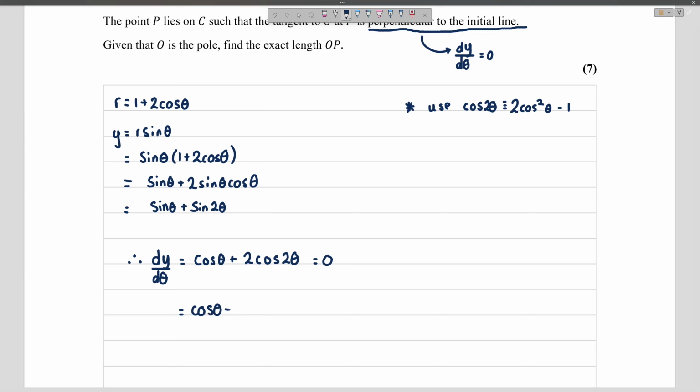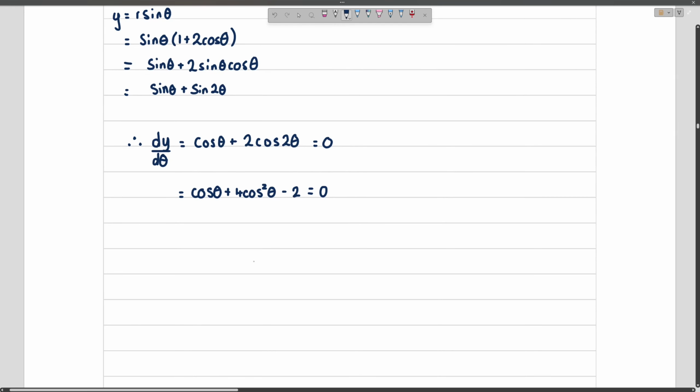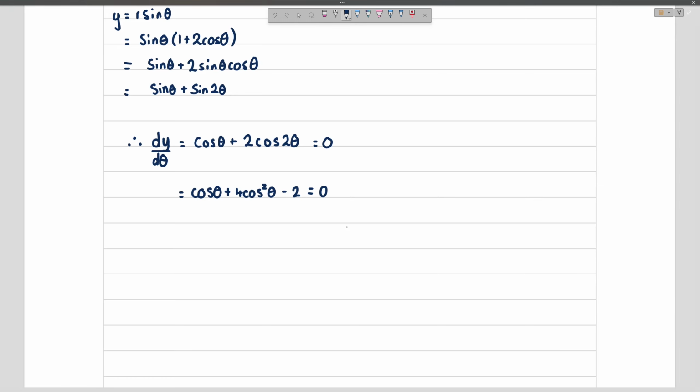So we can rewrite this as cos theta plus 2 lots of 2 cos squared theta, that's 4 cos squared theta, and then 2 times minus 1 just gives us minus 2. And again, this is all equal to 0. All I want to do is solve this equation, and what I've got now is a quadratic equation, so it's much easier to solve. Unfortunately, this quadratic equation does not factorize, so we need to use a different method, and it makes sense to use the quadratic formula.